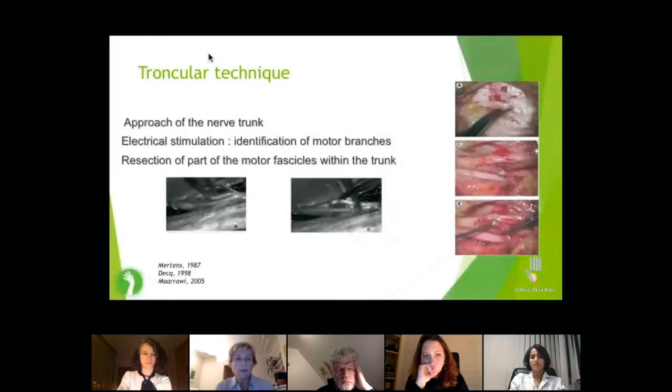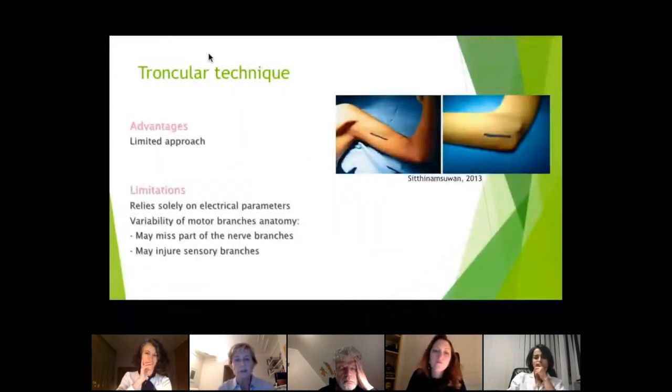Truncular technique is done through a limited approach of the trunk, and through electrical stimulation, motor branches are identified. And then part of them are resected, but at the level of the trunk. This technique has a great advantage of a limited approach. The problem is that it relies only on stimulation. However, we know that there can be great variability of motor branch anatomy, and some of the branches could be missed through this technique. And also because of the sensory motor nature of the main motor nerves, we might injure some of the sensory branches.